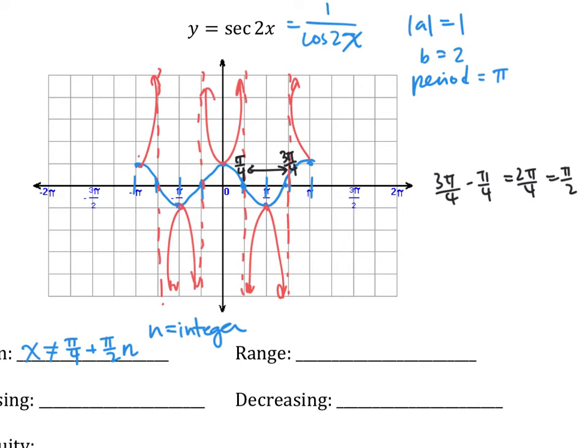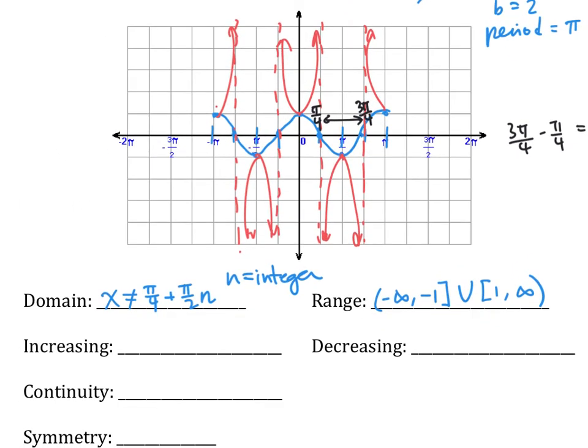So how do I write that? I know it starts from negative infinity, and then it stops at negative 1. And there's a solid point at negative 1, so I'm going to include it. And then no graph, because that blue graph does not actually exist. And then I start at 1 and go up forever.